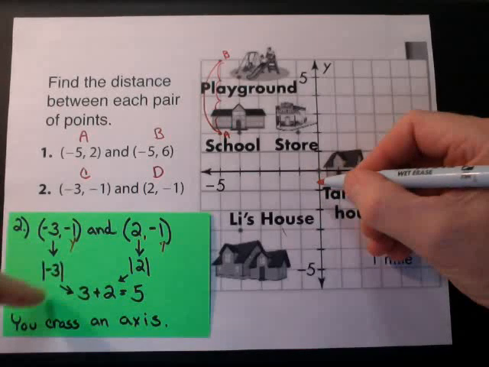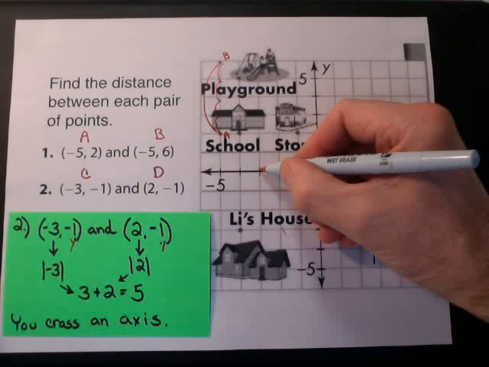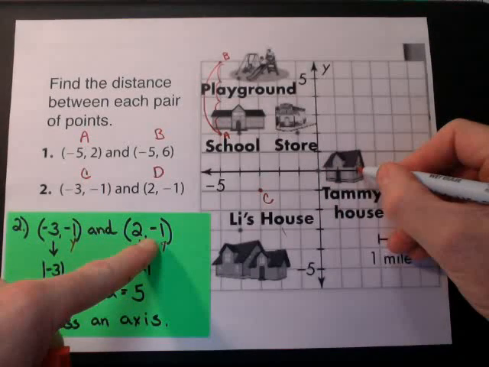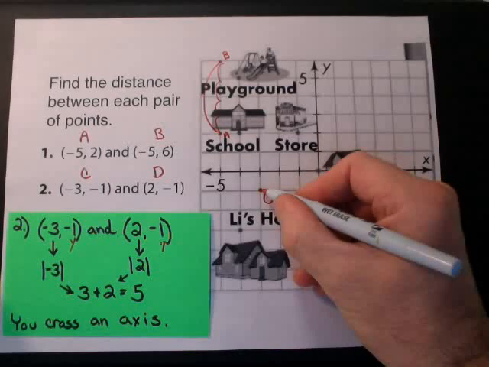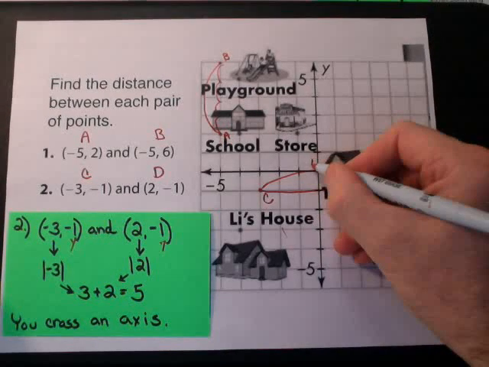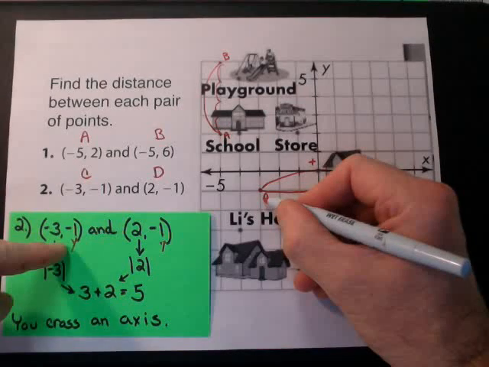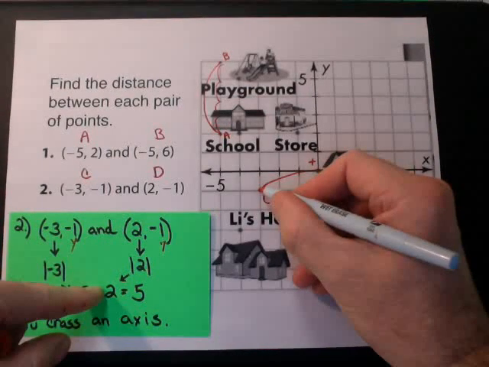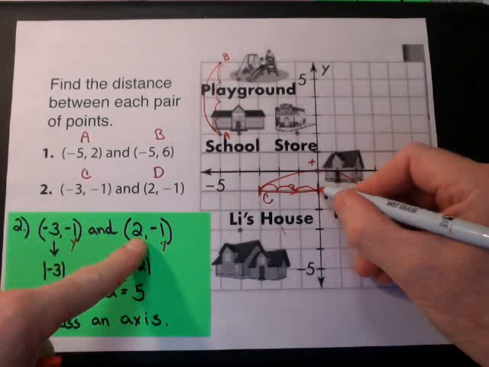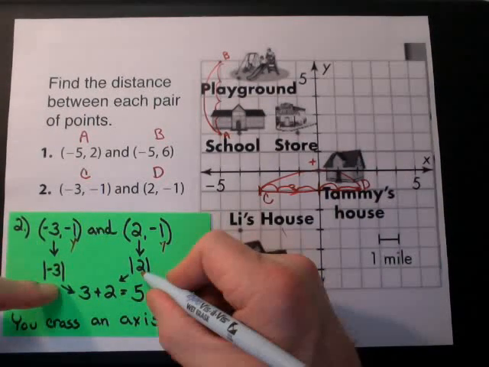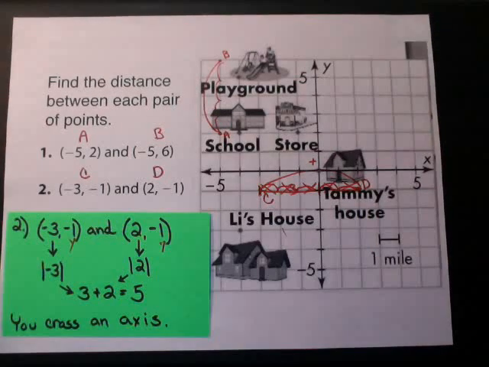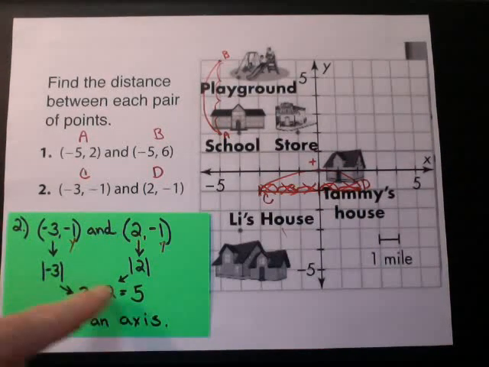So in other words, if we were to find this first point, point C, it would be negative 3, negative 1 right here. And then if we were to find point D, it would be positive 2, negative 1. And that's point D. And you can see they are on the same line here, but they cross an axis, which means we're going to use addition. The absolute value from negative 3, negative 1 would be 3 units, 1, 2, 3. The absolute value for positive 2, negative 1 would be 1, 2. So these points establish these absolute values, which we add for a total of 1, 2, 3, 4, and 5 units, or 5 miles. Remember, you cross an axis, so you're going to add the absolute values.